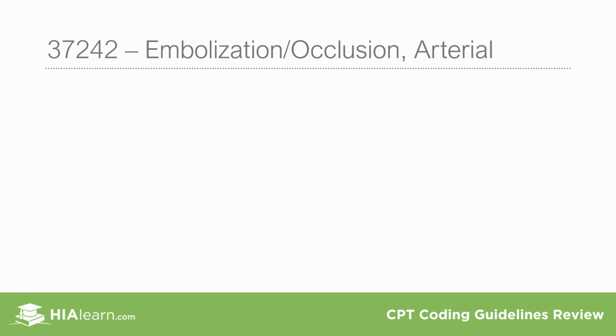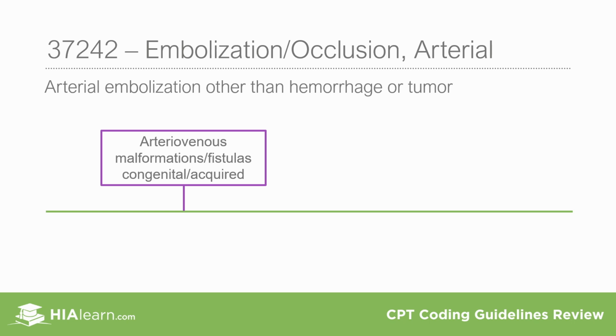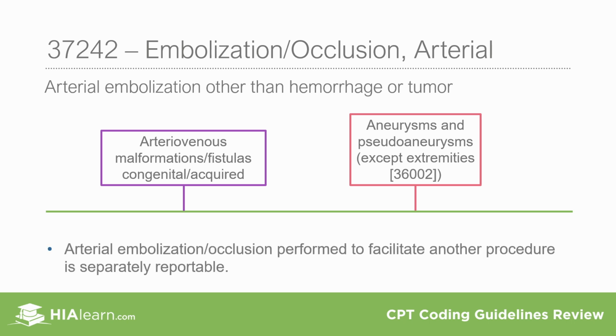Code 37242 reports arterial embolization for other than hemorrhage or treatment of a tumor. Examples include embolization of congenital and acquired arteriovenous malformations or fistulas, and aneurysms or pseudoaneurysms, except injection to treat extremity pseudoaneurysm, which is reported with 36002.